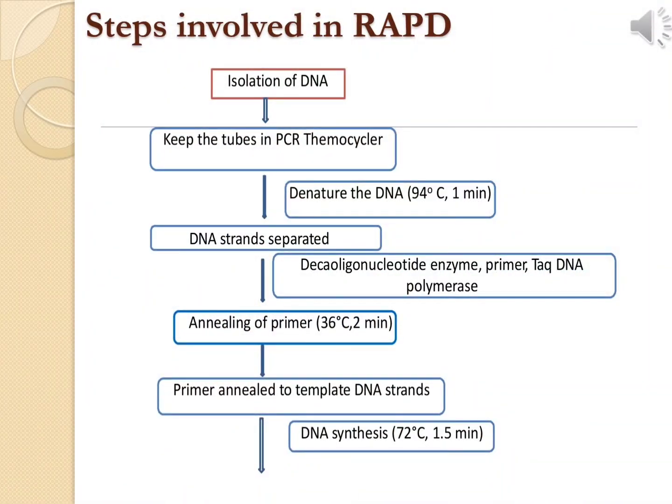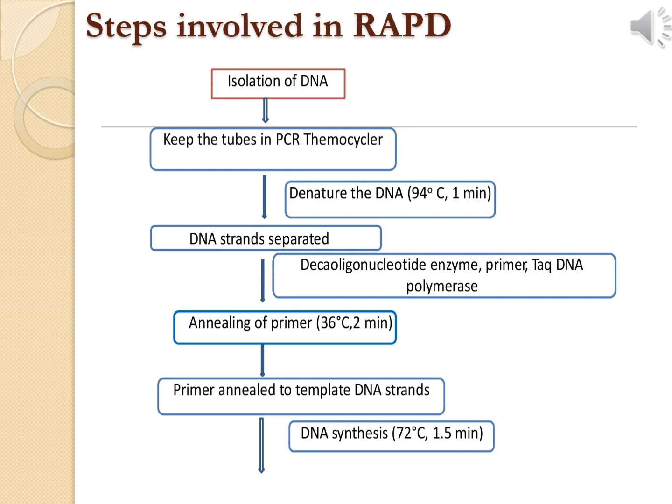Let us now discuss the steps of RAPD analysis. The DNA of the selected species is first isolated. An excess of the selected deca oligonucleotide primer, Taq DNA polymerase, buffer and dNTPs are added. This mixture is kept in a PCR thermocycler. DNA is denatured by programming the thermocycler at 90 degrees centigrade for 1 minute. During this process, the DNA strands will be separated.